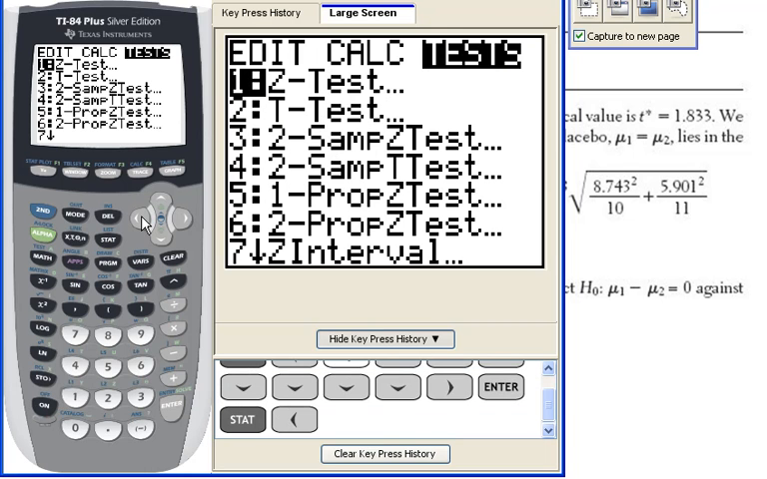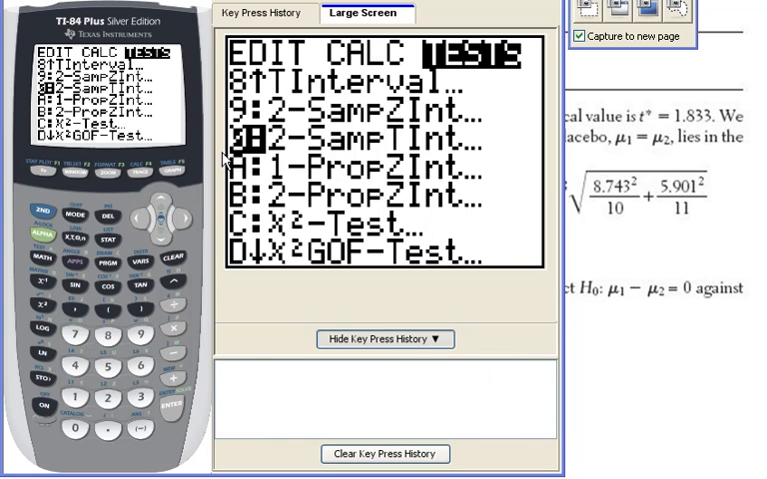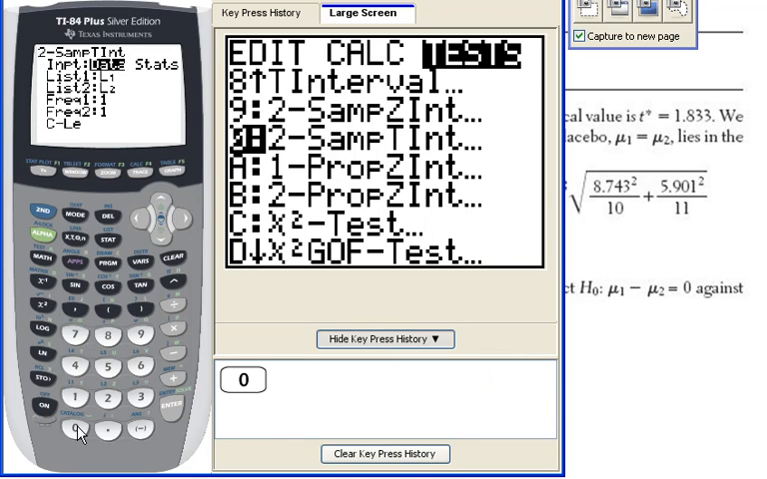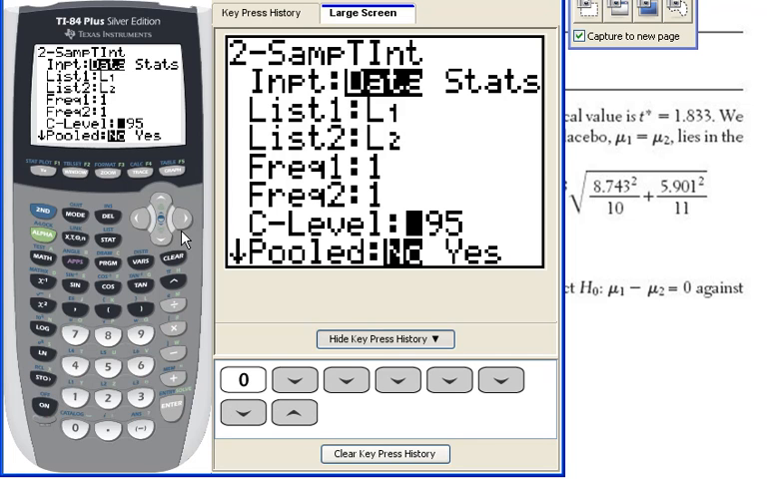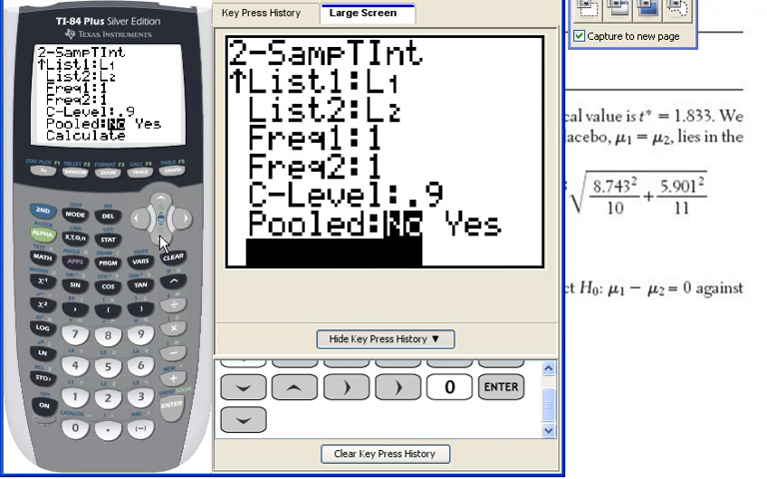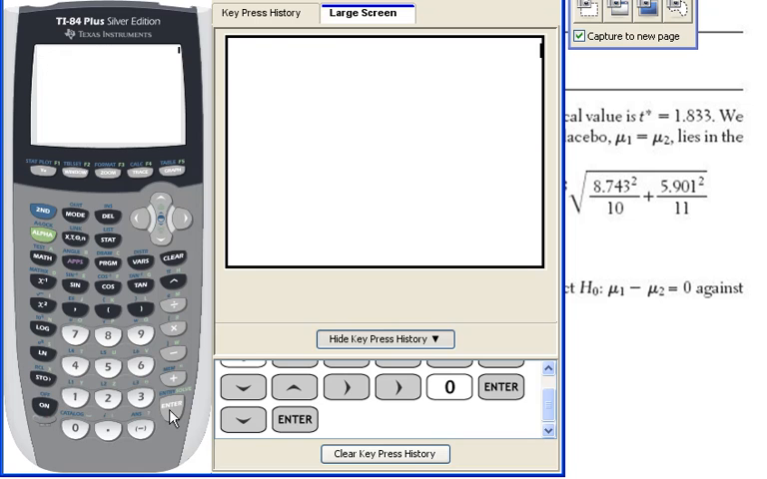Stat, 1 left arrow to tests. The 2 sample t-interval is 0 on your list. And when I hit that, all my information is already in. Now notice in the book they did a 90%. So that's what we'll do. 90, enter, and calculate.